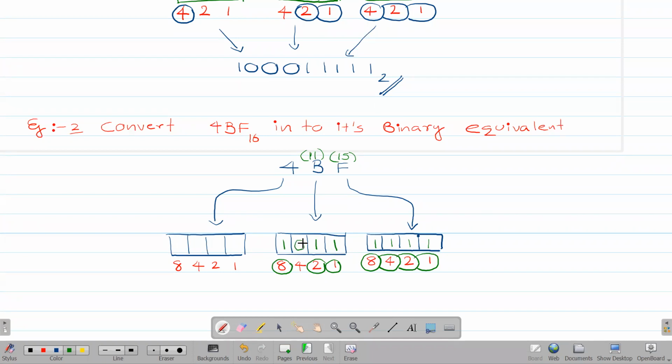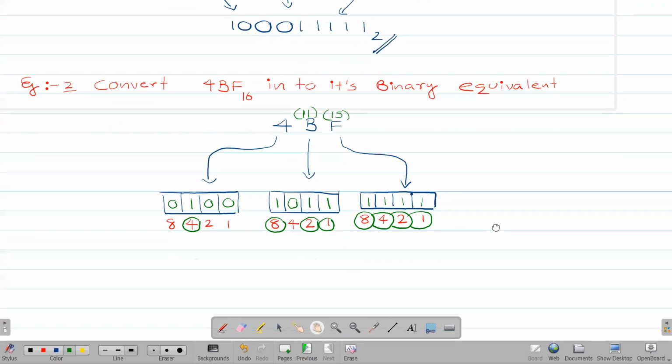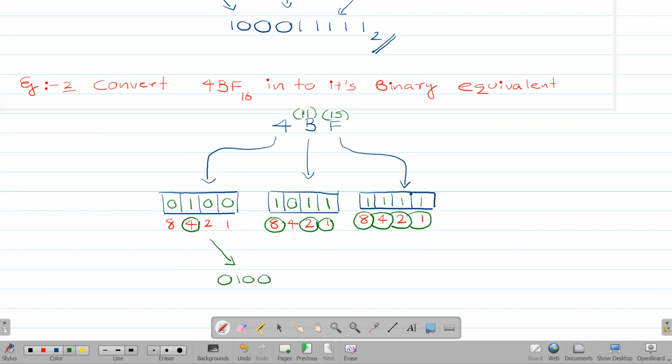And this does not contain any value, which means it's going to be 0. To create 4, we need only this, that means 1 over here and zeros in every other position. So that gives us the conclusion. From here, you are going to have 0, 1, 0, 0. From here, 1, 0, 1, 1. And from here, 1, 1, 1, and 1.